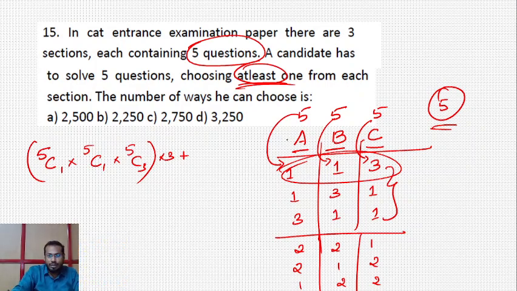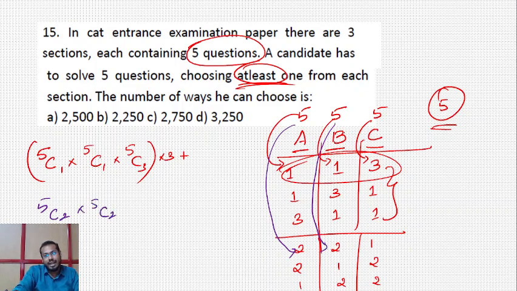Look at this. Out of 5, I'm going to select 2. So 5C2. Then out of 5, I'm going to select 2. So into 5C2. And out of 5, I'm going to select 1. So into 5C1. This is also going to repeat 3 times. So if you solve this, you will get the answer.